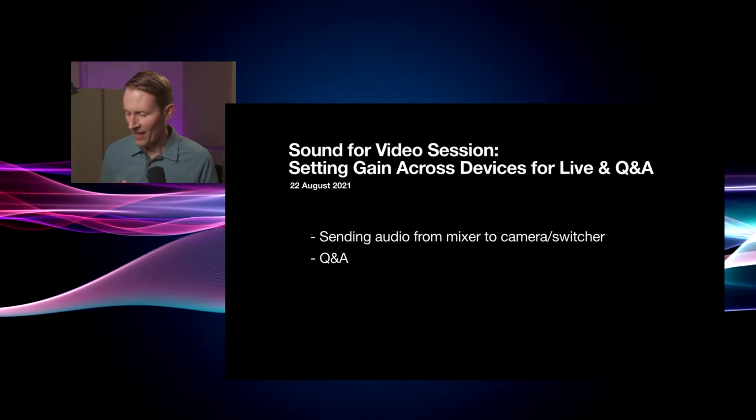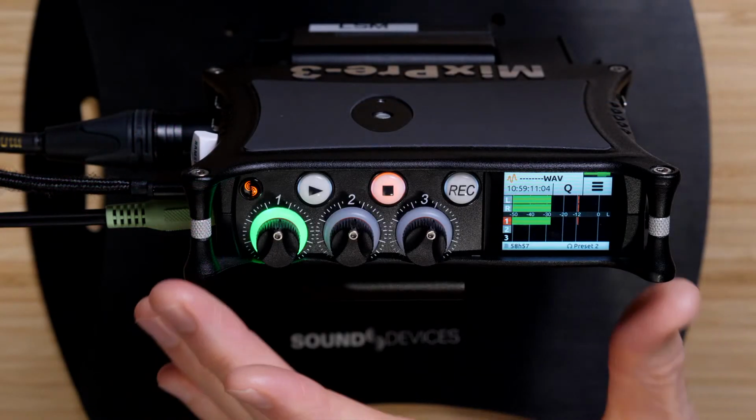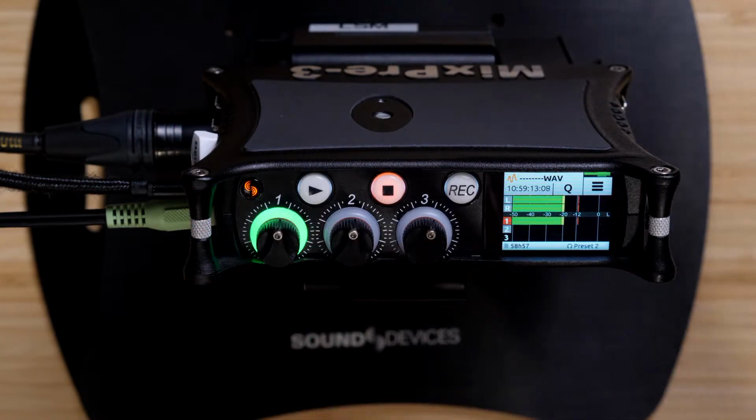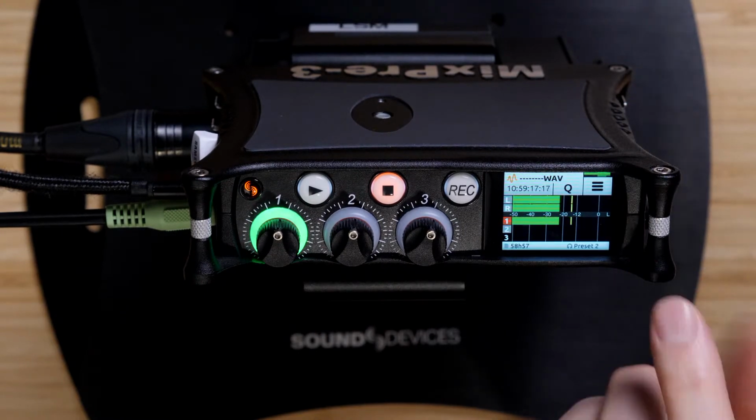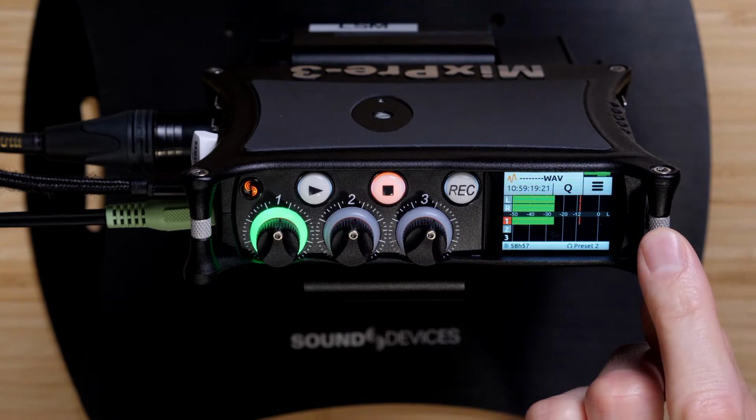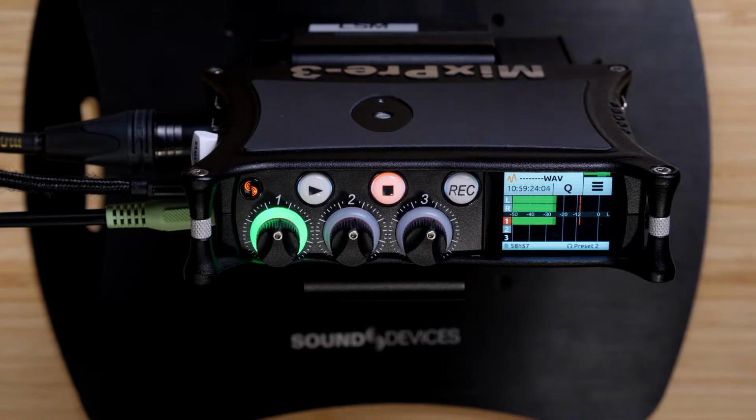So, all right, first let's go to the overhead camera, and let me just show you what I have here. So we have a MixPre 3 here, and what I want to demonstrate here is making sure that you essentially calibrate the levels between whatever mixer or recorder you're using and the downstream device, whether that's a switcher, a camera, or whatever it may be.